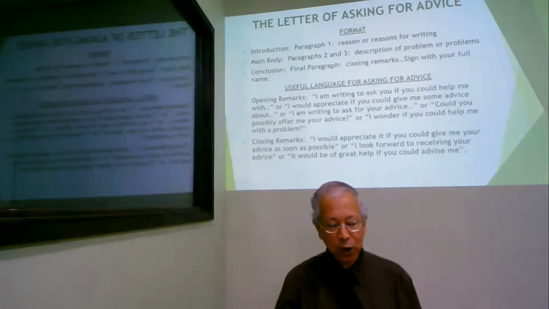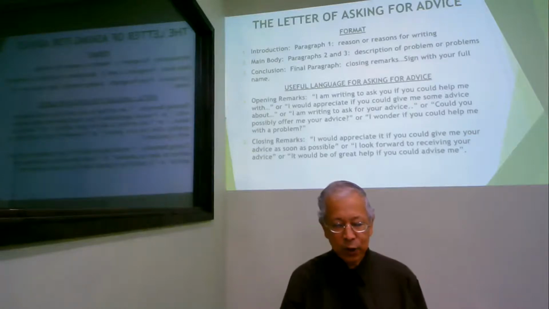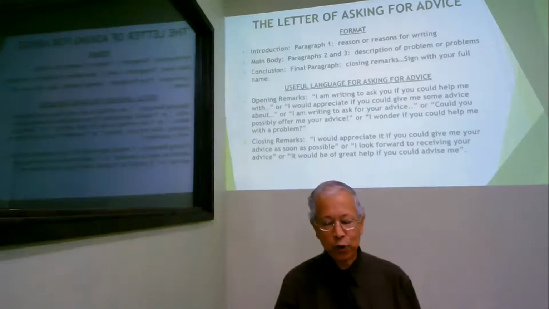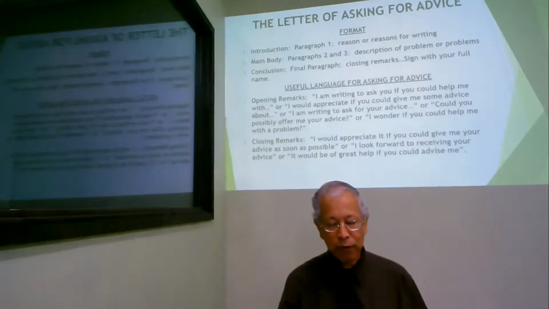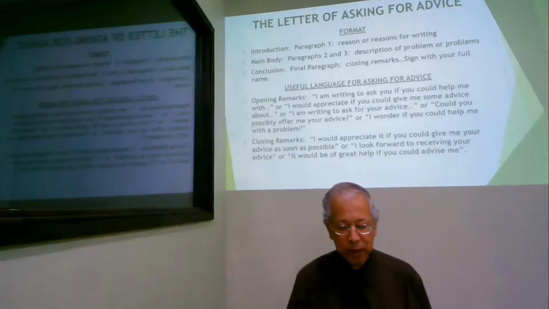Number 3 is the conclusion, the final paragraph, closing remarks, signed with your full name. Okay, so you say why you're writing, paragraph 1. You describe the problem, paragraphs 2 and 3. And then in the final paragraph, you thank the person for the advice that they are going to give you, and you sign your name.